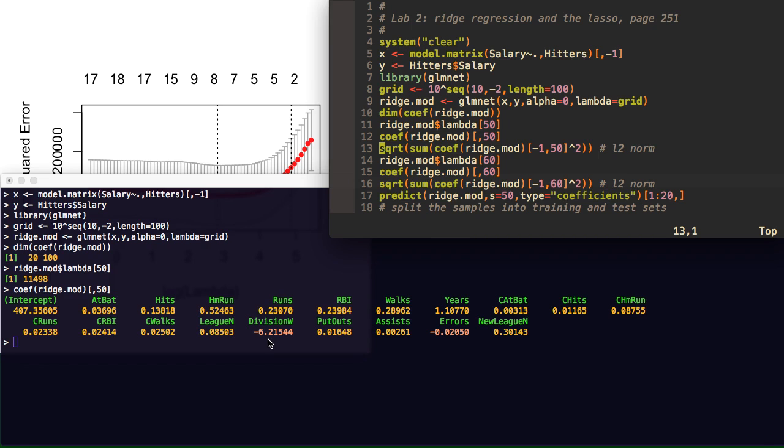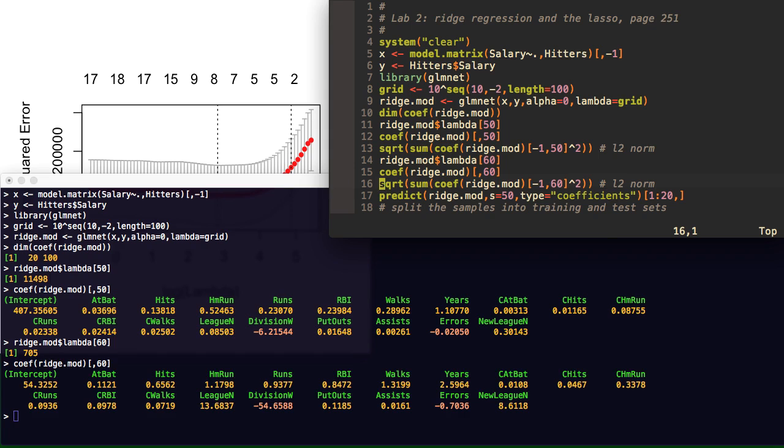So let us continue on. Let's look at another value. So here's lambda 60, and look at that. Lambda 60 is 705. Okay, so that's a much smaller value of lambda that's moving toward least squares, and giving us substantially different coefficients here. Is that right? Yeah, way different coefficients here.